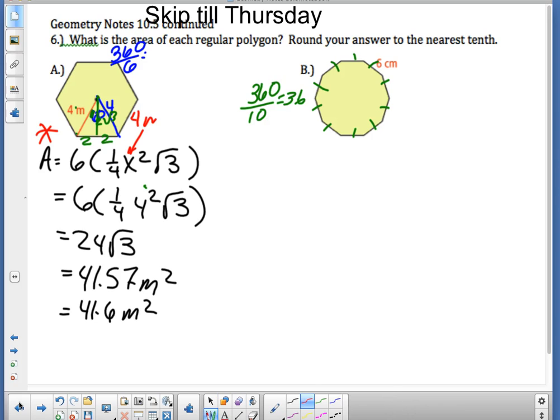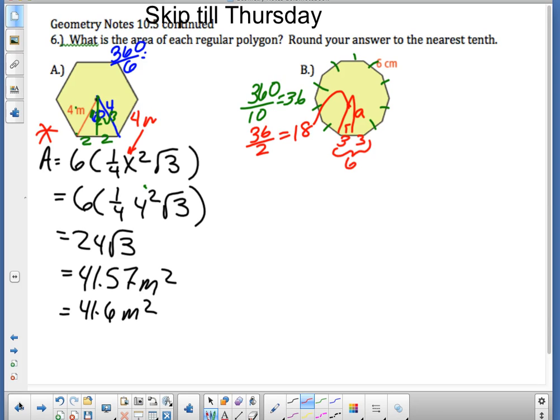So I'm going to construct my right triangle. Boy, that's some really bad drawing there. I'm going to construct my right triangle. Half of 6 is 3. That's that half side. I've got to find my apothem. I know half of 36 is 18. That's the angle that I'm working with from my right triangle.